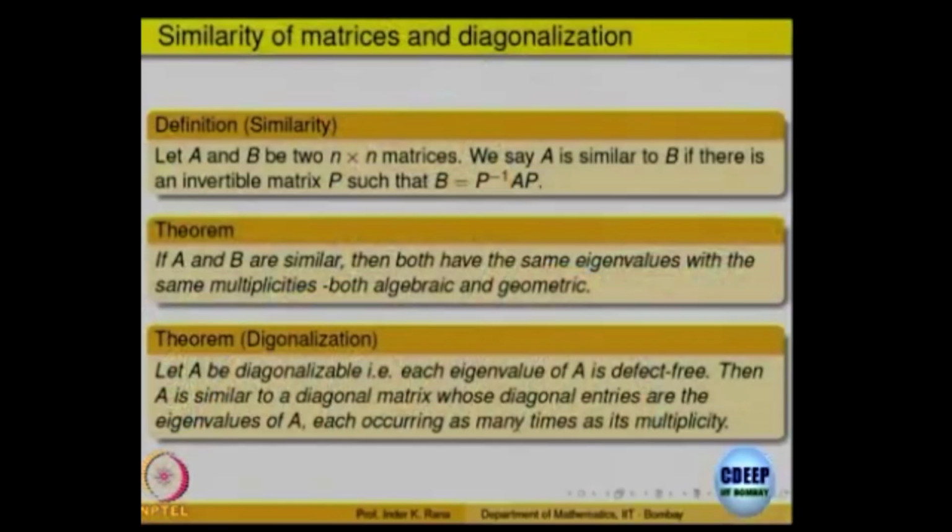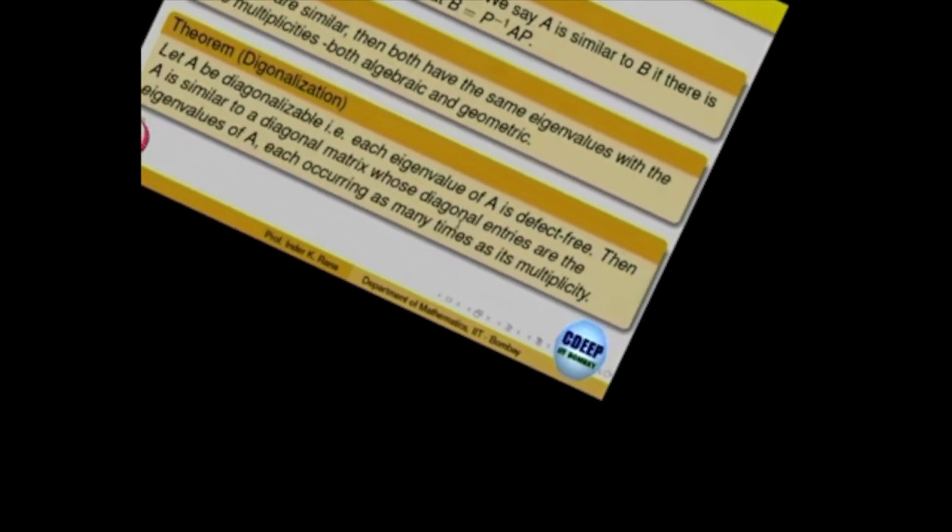So for us it says that a matrix A is diagonalizable, or similar to a diagonal matrix, if and only if you can find an eigenbasis. That means find a basis consisting of eigenvectors, and that is the same as for each eigenvalue the algebraic multiplicity being the same as the geometric multiplicity.